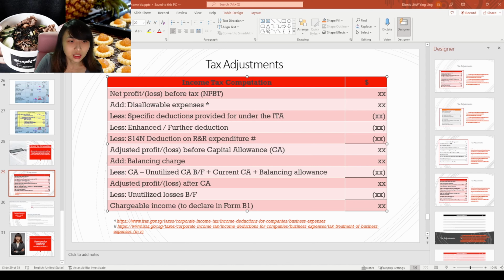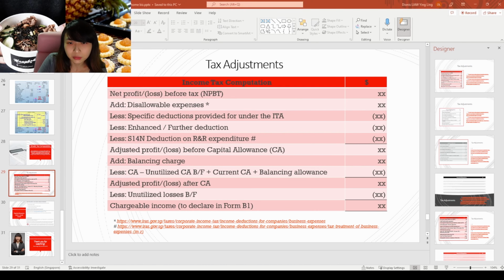Okay, then for capital allowance, you will start with any capital allowance brought forward from the previous year. Maybe you made losses in the previous year, then you didn't fully utilize your CA. You have to claim your unutilized CA first, then you claim your current year CA, then you claim any balancing allowance. Okay, so what is balancing allowance?